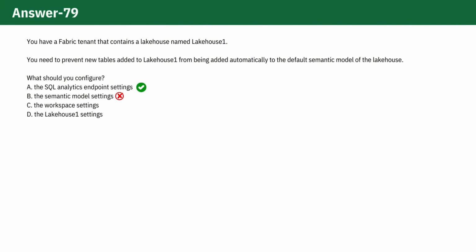Option C, the workspace settings, deals with broader aspects like permissions and capacity, but it doesn't affect the automatic synchronization of tables to the Power BI semantic model, making it incorrect. Option D, the Lakehouse settings, focuses on managing the Lakehouse itself, such as data storage and security, but it doesn't control the interaction with the Power BI semantic model, so it's also incorrect.